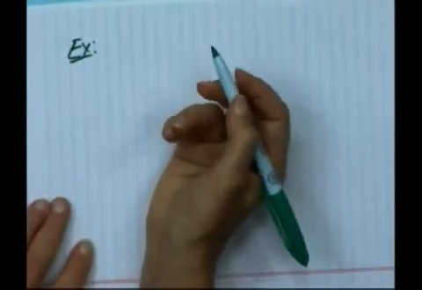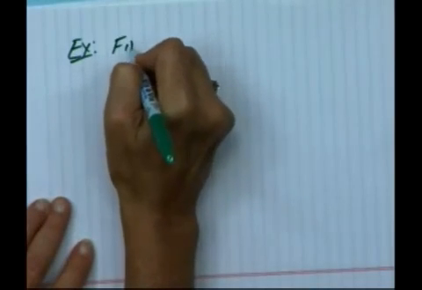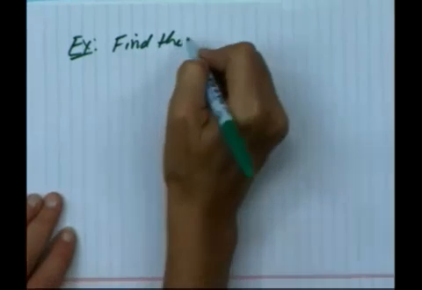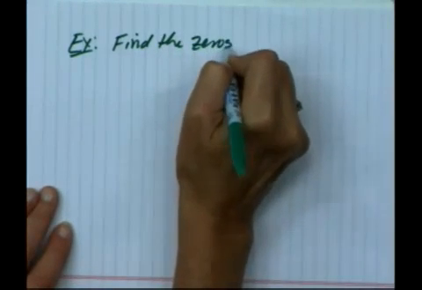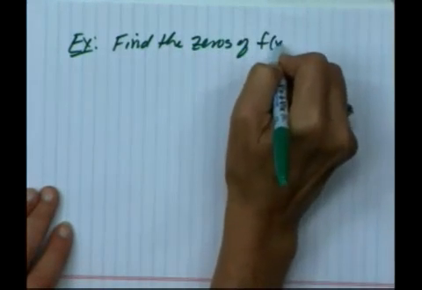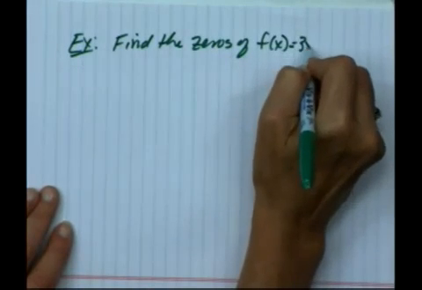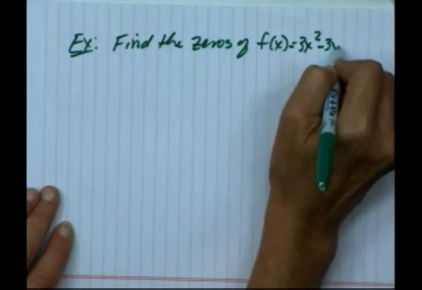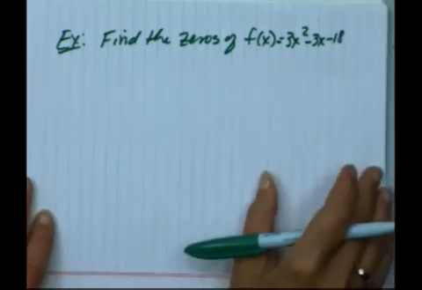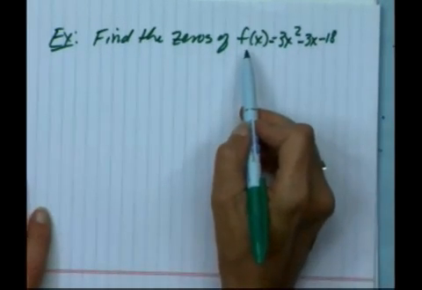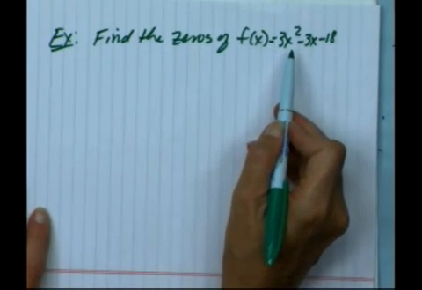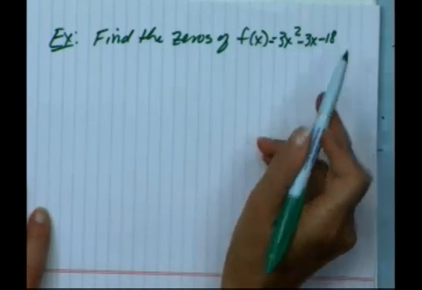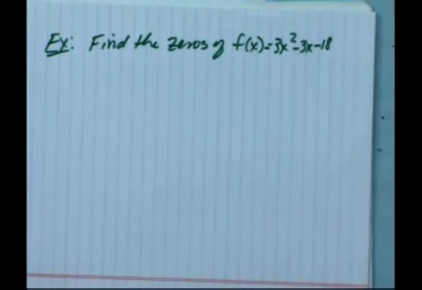Example. The instructions would be: find the zeros of f of x equals 3x squared minus 3x minus 18. Find the zeros of the function 3x squared minus 3x minus 18. All right, you jump on it and go for it.